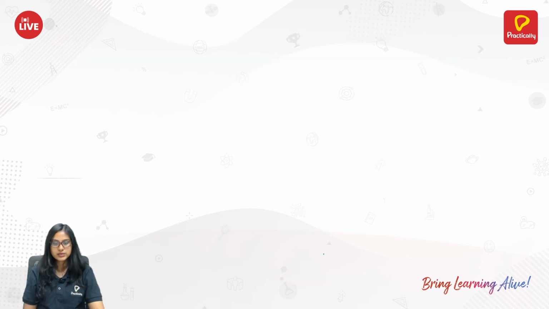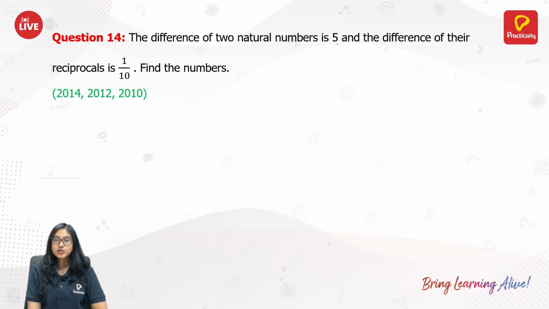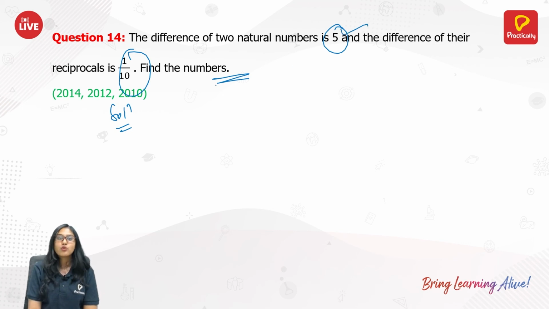Okay. Next. The difference of two natural numbers is 5 and the difference of their reciprocals is 1 by 10. Find the numbers. This might be asked for your 3 marks or something. So come on, let's do this. When it is given the difference of two natural numbers is 5, what do you take? Let the numbers be y and 5 plus y.